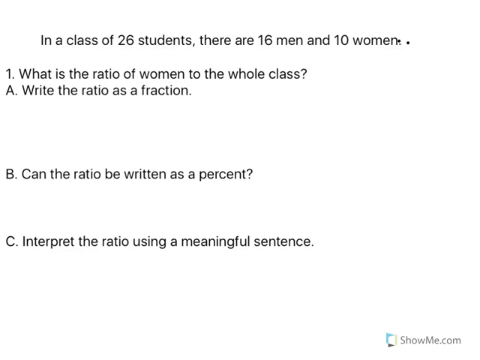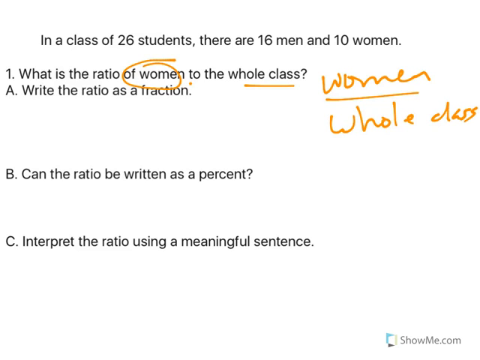So let's do some problems here. We have a class of 26 students where there are 16 men and 10 women. And we're going to use this to answer a few questions. So part one, what is the ratio of women to the whole class? Now, again, pay attention to what comes first. They talk about women first, so women is on the top, to the whole class. That means the whole class is on the bottom.